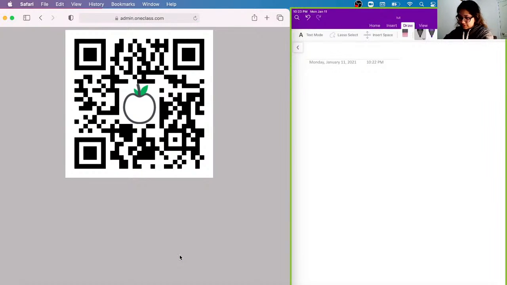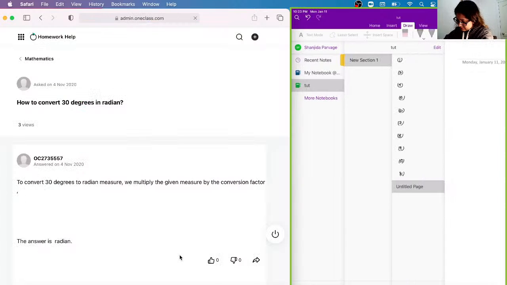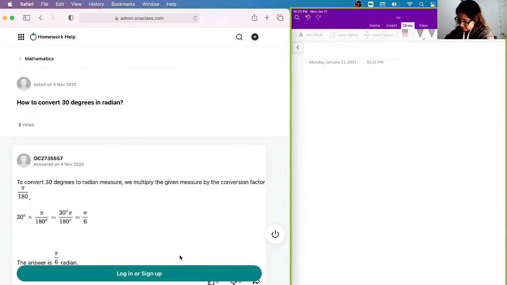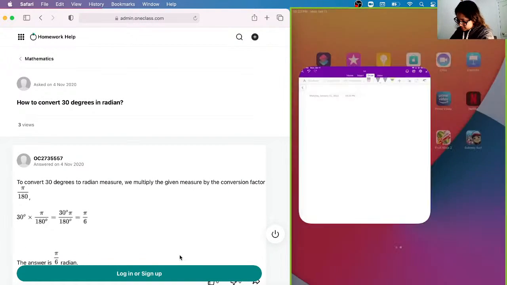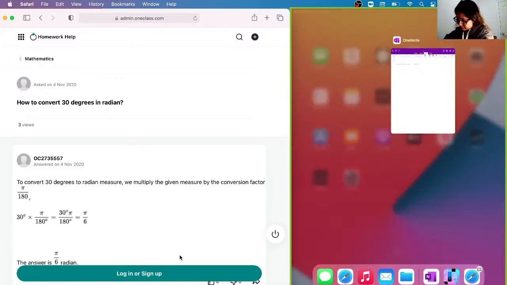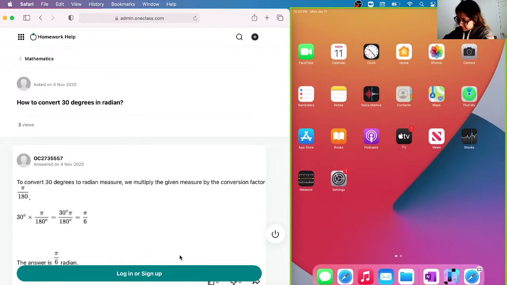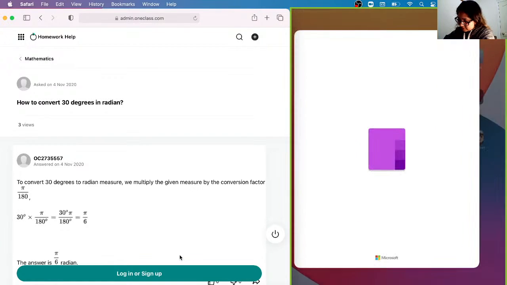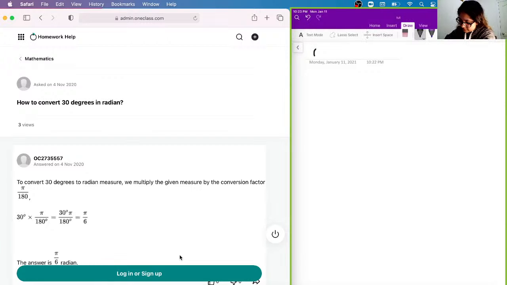Okay, so next question. Our next question says to convert 30 degrees to radians.